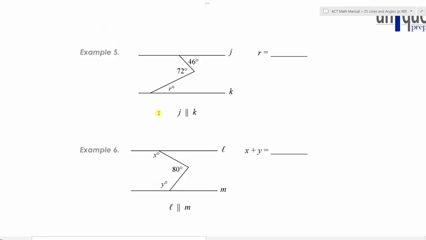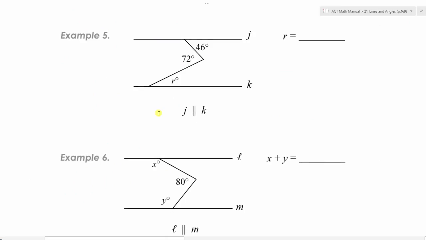Now, next page, these are the toughest of the bunch. If you want a challenge, then pause the video and try these on your own.